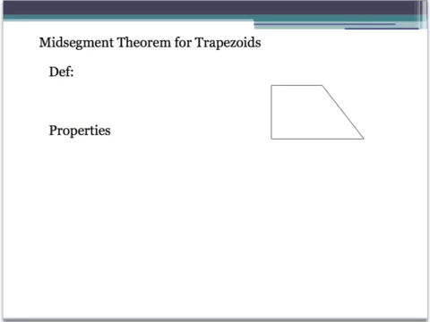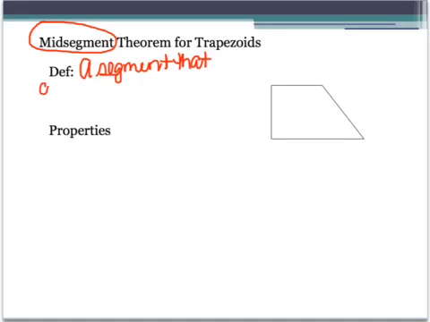Okay, so now let's talk about the midsegment theorem for trapezoids. And you may remember the midsegment theorem for triangles, and that was that if you connected the midpoints of any two sides together, it was called the midsegment. So that definition still applies to trapezoids. It is a segment that connects the midpoints of the two legs.